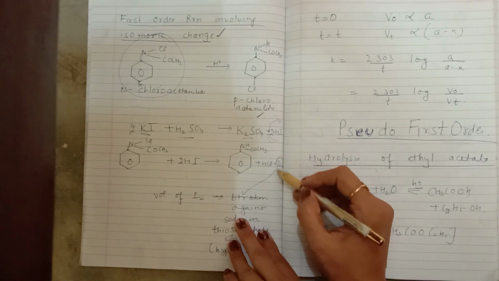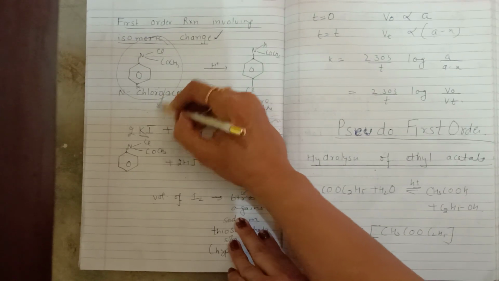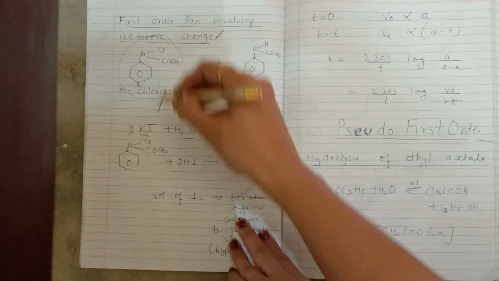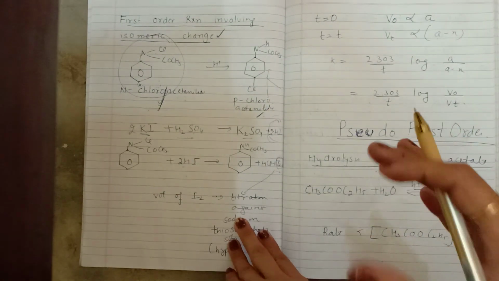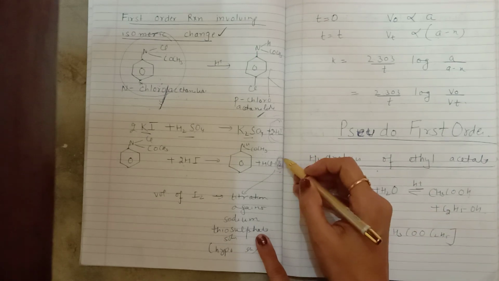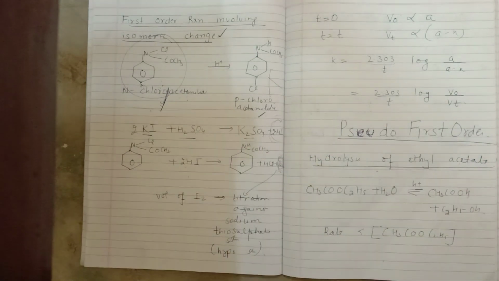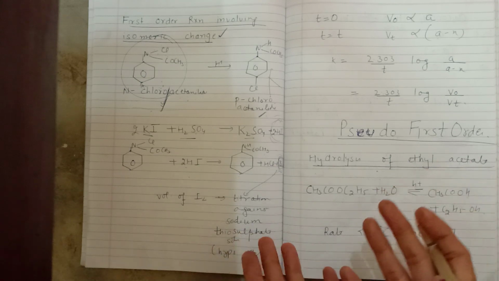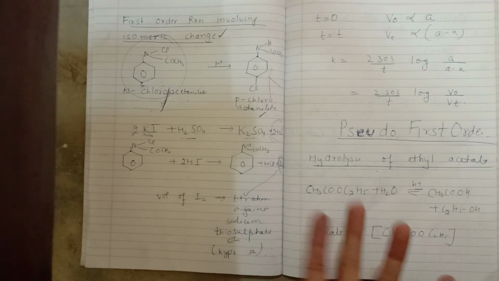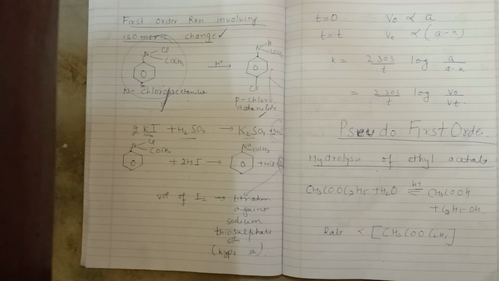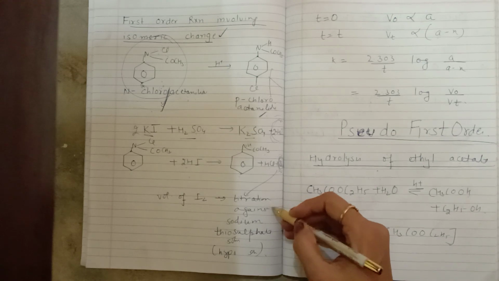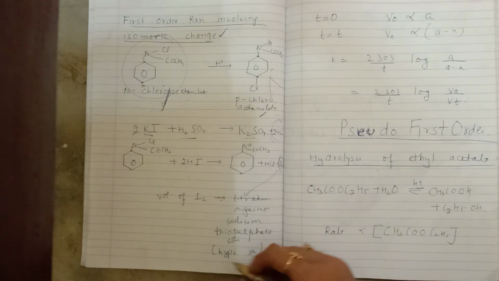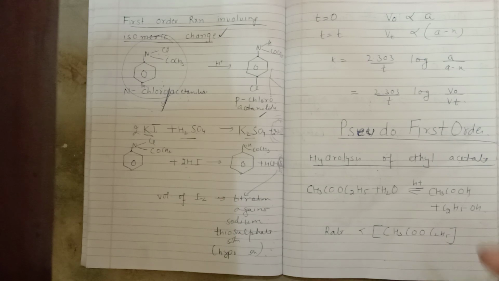Now from where is this iodine coming? It is coming only from this isomer. This isomer will react with HI to give iodine. The other one will not react. So this is the basis of our study. We'll find out the volume of iodine liberated. How can we calculate the amount of iodine liberated? This amount of iodine can be found by titrating against sodium thiosulfate solution, or hypo solution.